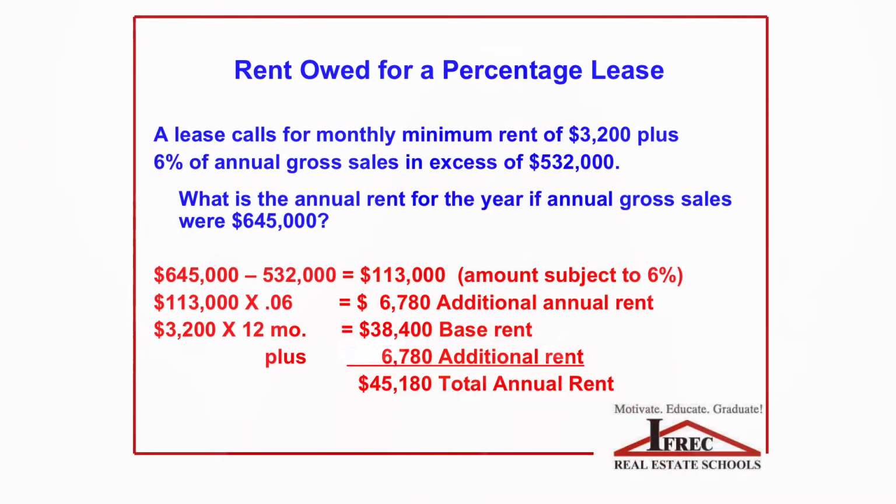Next step, take that monthly base rent of $3,200 and multiply by 12 to annualize it. So the annual base rent is $38,400. Add the base rent to the additional rent, and the total rent is $45,180. That's your final answer. That's how you calculate a percentage lease payment.